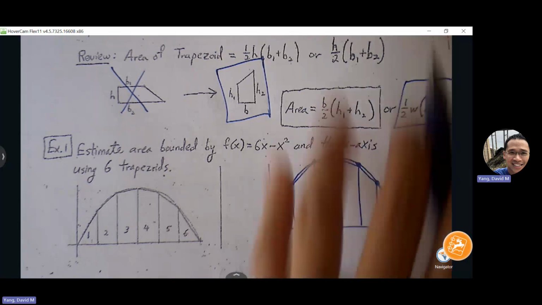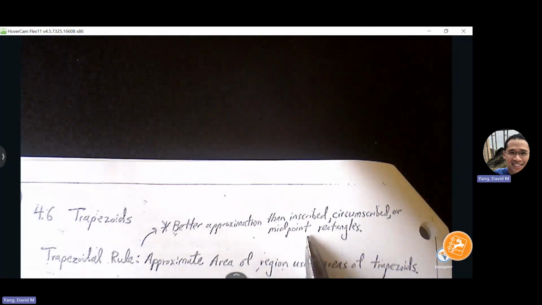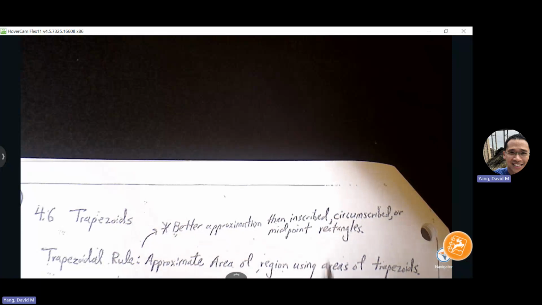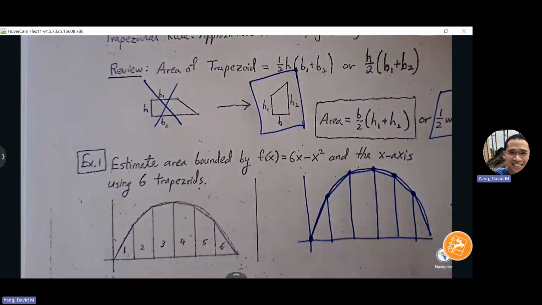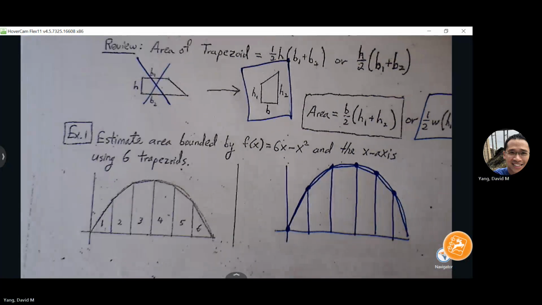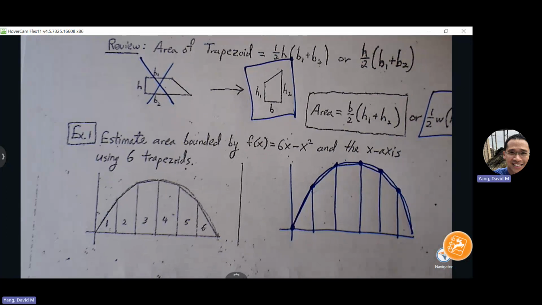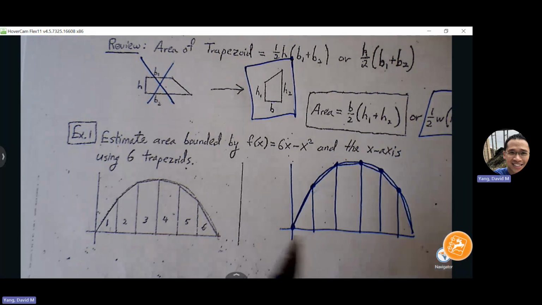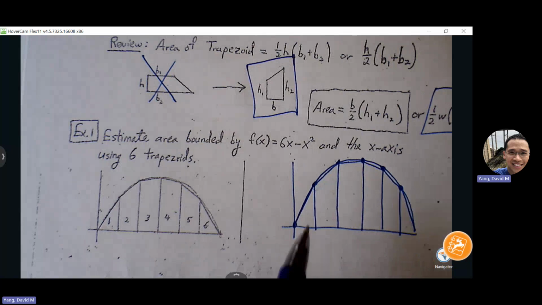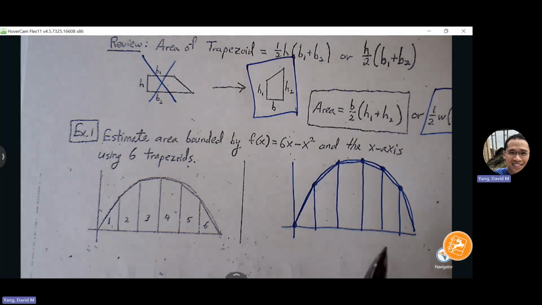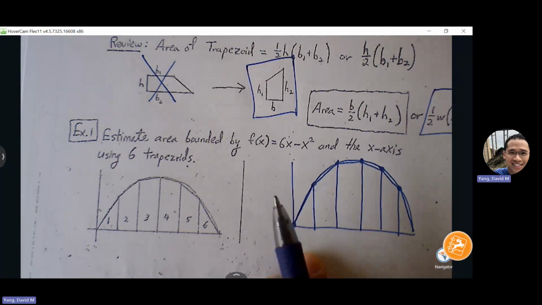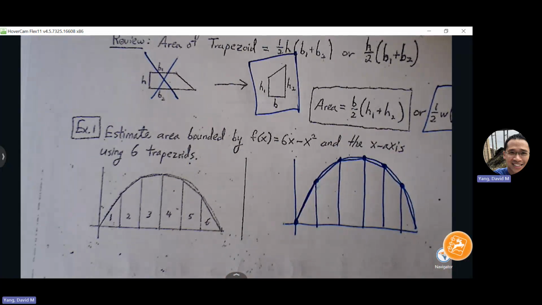And then the second best approximation is going to be your midpoint rectangles. And then after that, inscribed or circumscribed, or left-handed or right-handed. Sometimes on the AP exam, they will ask you to compare what is more accurate. Amongst geometric shapes, trapezoid is number 1, and then number 2 is going to be your midpoint rectangles. Okay.